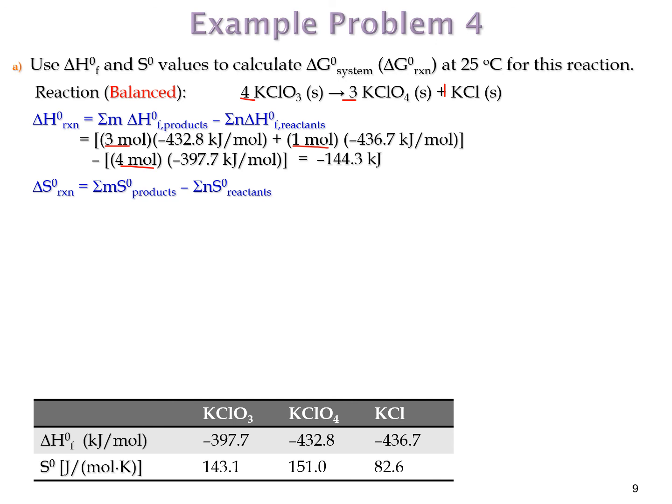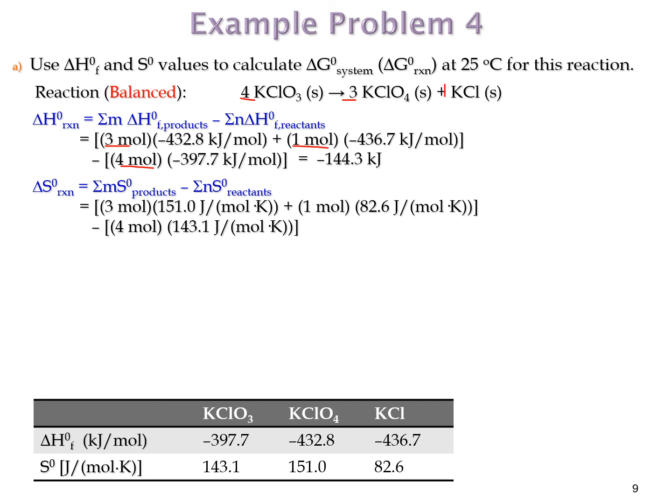The standard entropy change of the reaction, and we follow the same formula, but this time we use entropy instead. Product minus the reactant, so we have negative 36.8 joules per Kelvin. Remember, delta G has the same unit as delta H usually, so I would like to convert the joules per Kelvin into kilojoules per Kelvin before I forget.